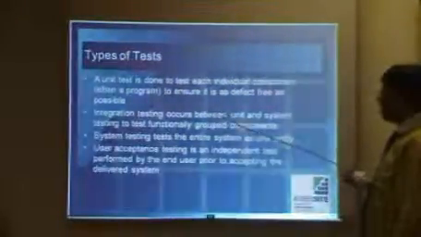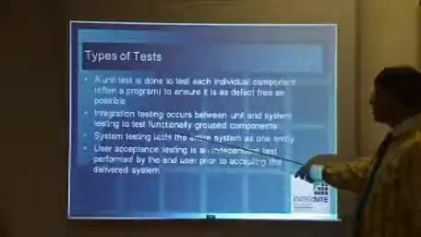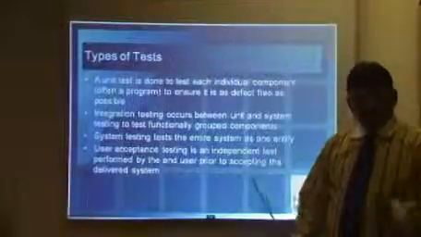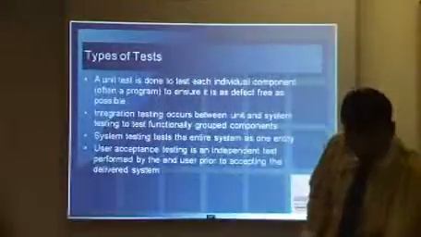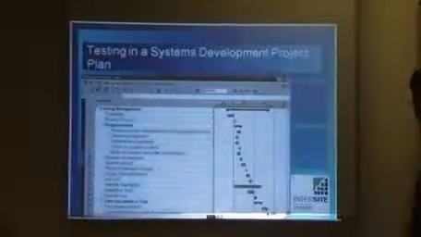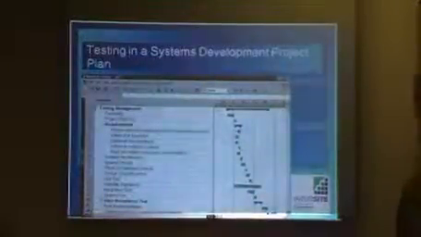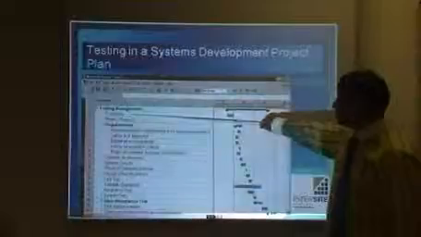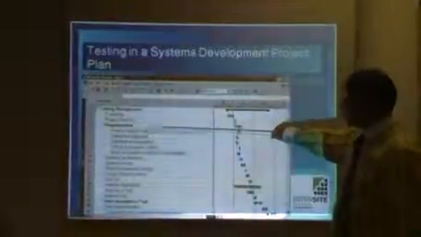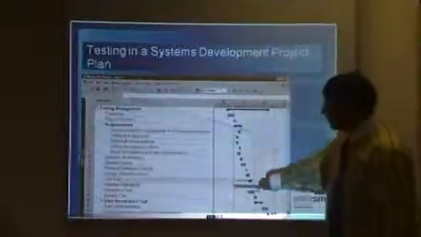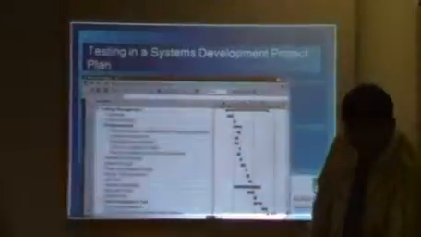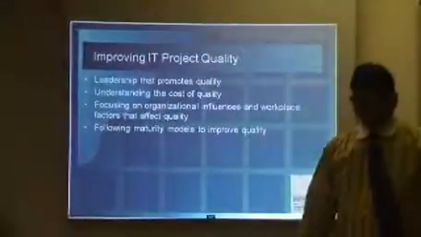Integration test occurs between one unit of a system testing to a functionality group component. One unit to another, the integration between the two of them. Testing in a system development project plan. There you can see this is a project management plan or schedule, and you can see the different testing management, feasibility, project planning, and then if you look at your requirements, then you can see all your different types of tests, integration tests, system tests, all of that incorporated into your project schedule.